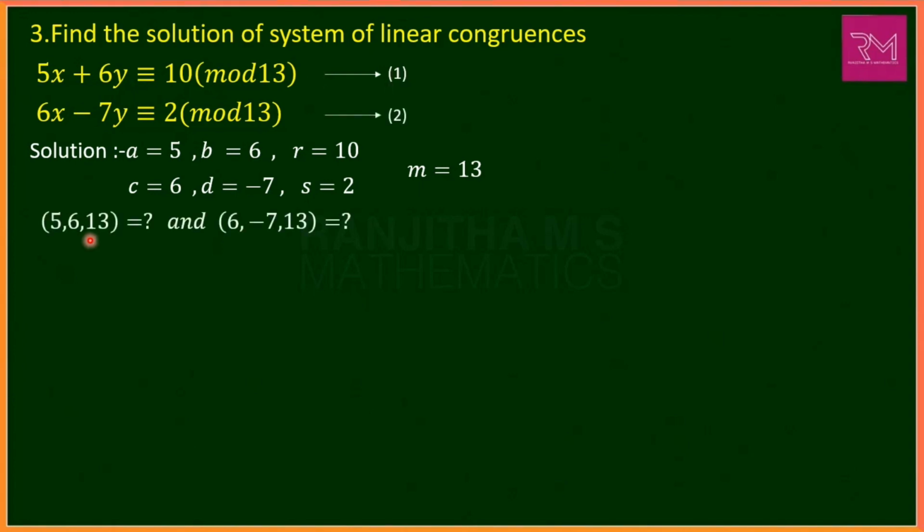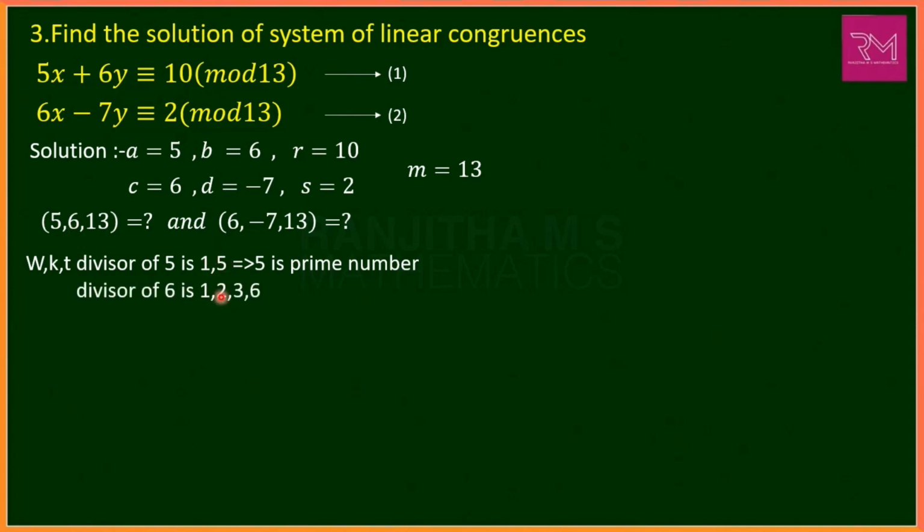Next step, we have to find the GCD for the values a, b and m, and c, d and m. That is, we have to find the GCD for 5, 6, 13 and we have to find the GCD for 6, minus 7 and 30. So finding the GCD is nothing but we have to find the divisors of all the values. First we have to find the divisors of 5. We know that 5 is a prime number, so the divisors of 5 are 1 and 5 itself. Similarly the divisors of 6 are 1, 2, 3 and the number 6. Similarly the divisors of 13 are 1 and 13. This is because 13 is a prime number, so the divisors are 1 and the number 13 itself.